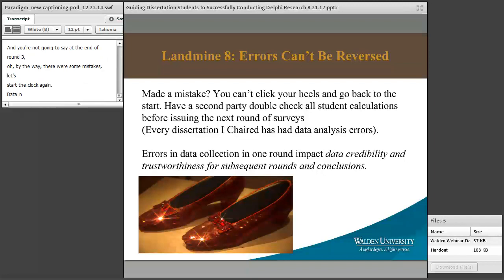I will tell you that every dissertation I chaired, even with my best and brightest students, has had data analysis errors. So personally, I go in and look at the data and make sure that the medians are calculated correctly, that the frequencies were calculated correctly, and that there was sufficient variation in the round 1s to ensure we're going to get the responses we're looking for by the end of the study.